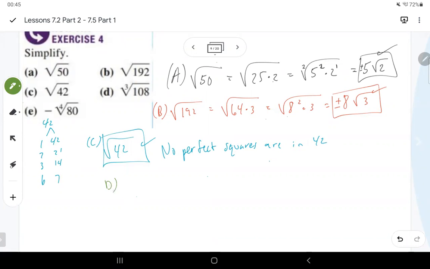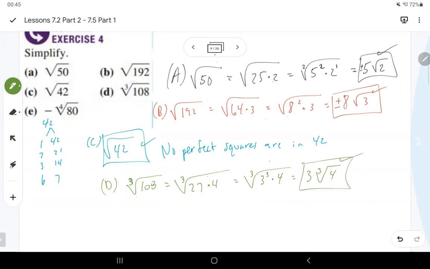All right, D is the cubed root of 108. Now here you do not need the plus or minus because it is an odd index. The perfect cube within 108 is 27. Again, you can use factors like you did when you were factoring. So once you find your perfect cube, you then pull it out and you leave the other guy behind.